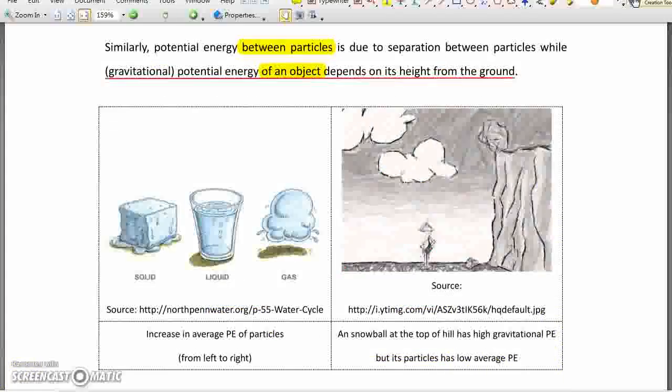Similarly, for potential energy, the potential energy of particles on the left hand side increases from solid to liquid to gas. But talking about gravitational potential energy, they are about the same because they are all on the same level. On the other hand, on the right hand side there is a snowball at the top of a cliff, and it has a high gravitational potential energy, but its particles have low potential energy due to the low temperature.